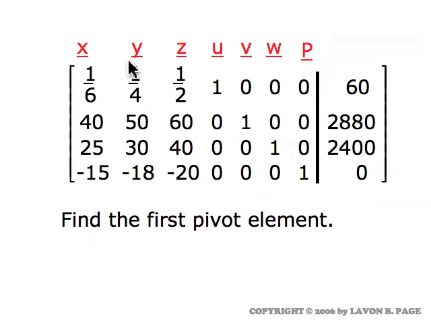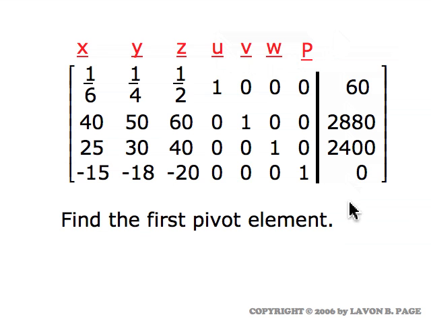An x and y column and z column, these were our original variables. The three slack variables u, v, and w from each of our three constraints, our profit P, and the numbers from the right side. So let's begin the process of solving using the simplex method.